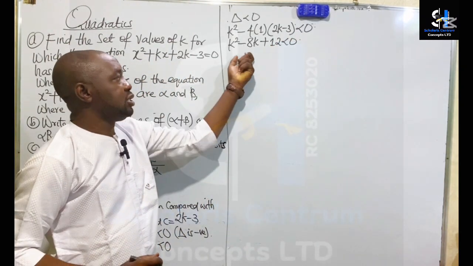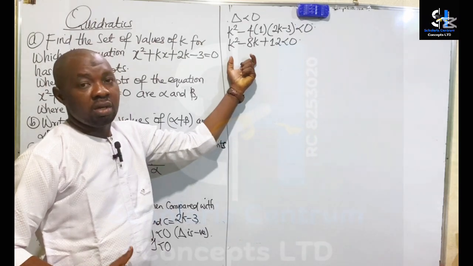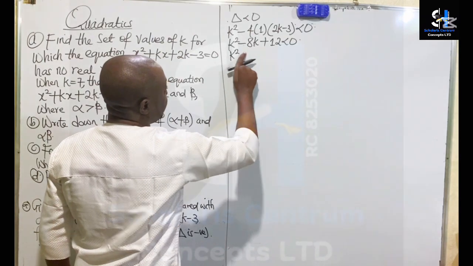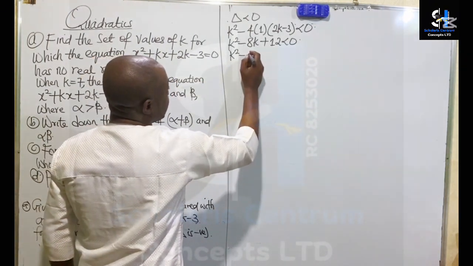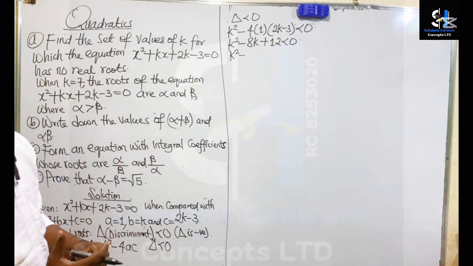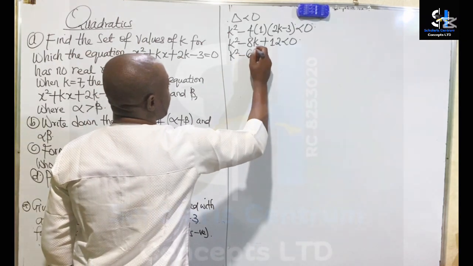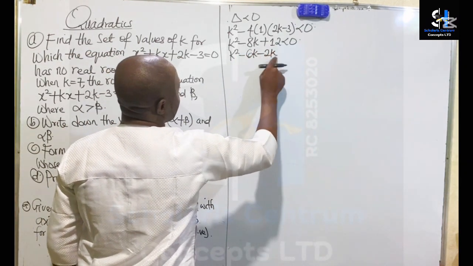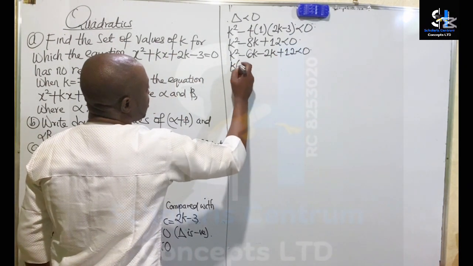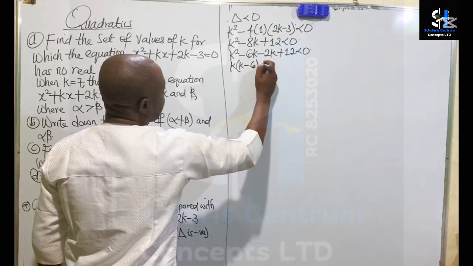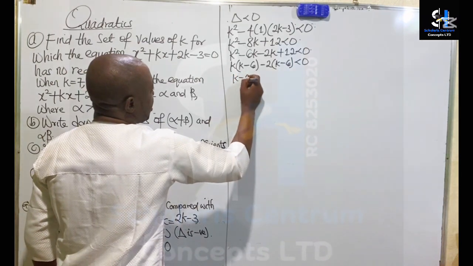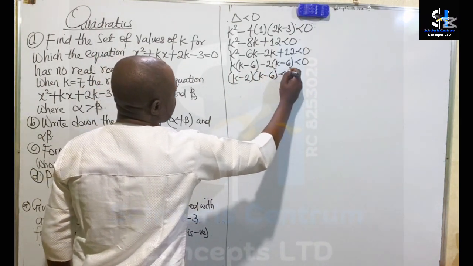So let's write the left hand side in factored form. We know that the factors of 12 that when added together will give us the middle term will be 6 and 2. So that will be k squared minus 6k minus 2k plus 12 less than 0. So this will be k into k minus 6, minus 2 into k minus 6, less than 0. So this will be k minus 2, then k minus 6, less than 0.